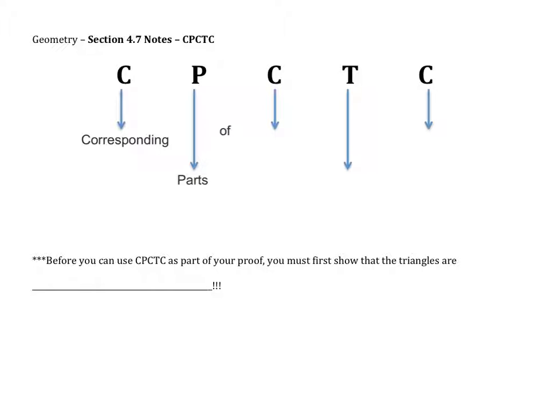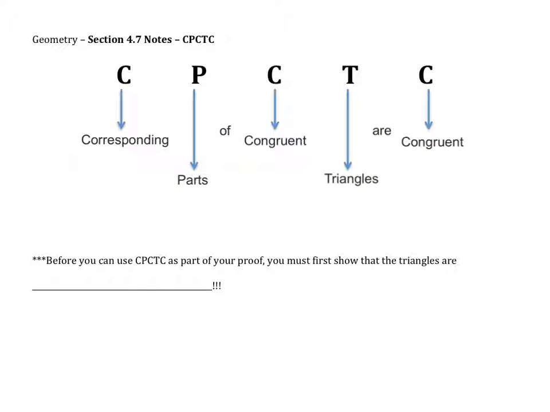The second C stands for congruent, the T stands for triangles, we'll put "are" in between the T and the C, and the last C is congruent. So altogether, CPCTC stands for corresponding parts of congruent triangles are congruent. So we'll use this in order to prove that within congruent triangles, the corresponding parts are congruent.